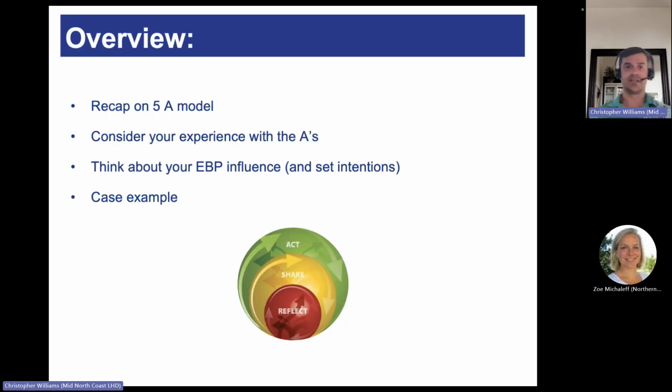So what that looks like is I'll just quickly recap on the 5 A model, put some of those elements into my own terms, and then we're going to ask you to consider, from your point of view, your experience of using this model, and think about the sort of evidence-based practice influence that you might have, and ask you to set some intentions.